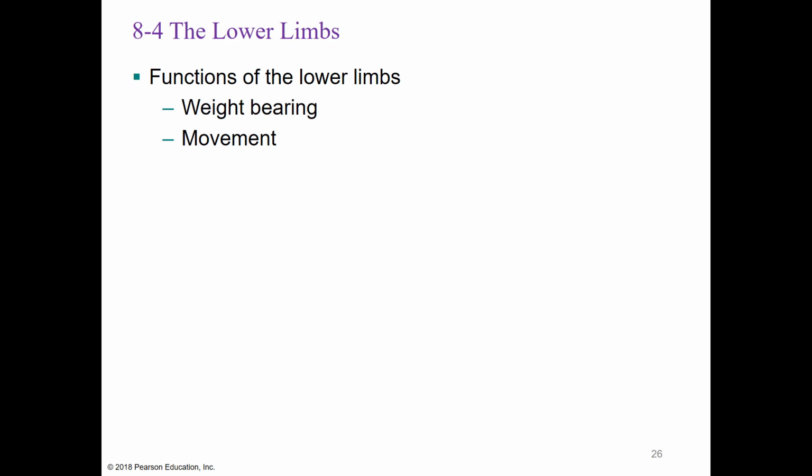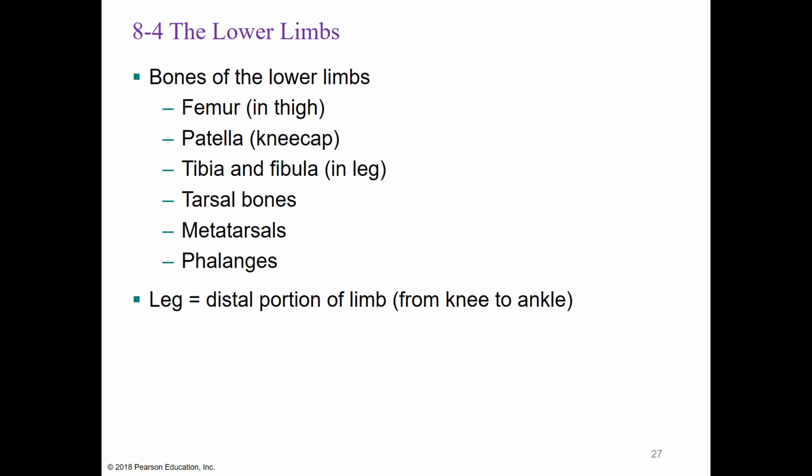So the lower limbs function in weight bearing and movement. The bones of the lower limbs include the femur, which would be in your thigh, the patella, which is your kneecap, tibia and fibula in the leg, tarsal bones, which are your ankles, metatarsals, the sole of your foot, phalanges are your toes. The leg is the distal portion of the limb from knee to ankle.